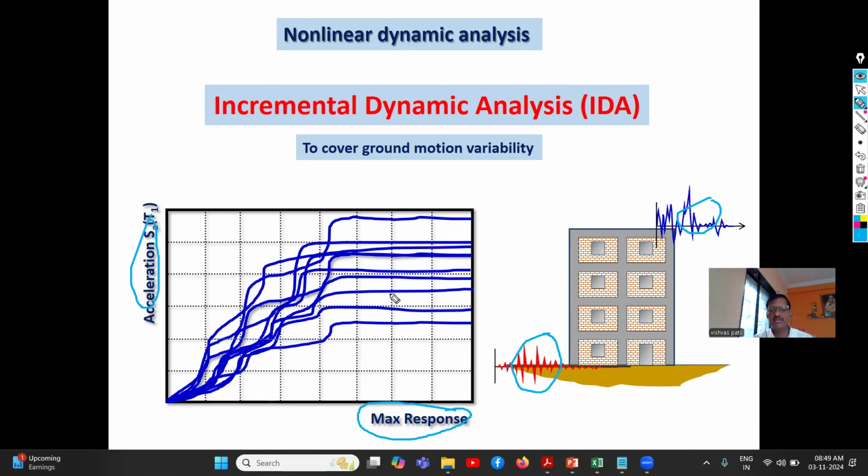In this graph, there are nine lines. Nine ground motions were applied on the structure, and the response of the structure under each ground motion is represented by a single line. Since the nine ground motions have different characteristics, the response of the structure is also different. These are known as the IDA curves.